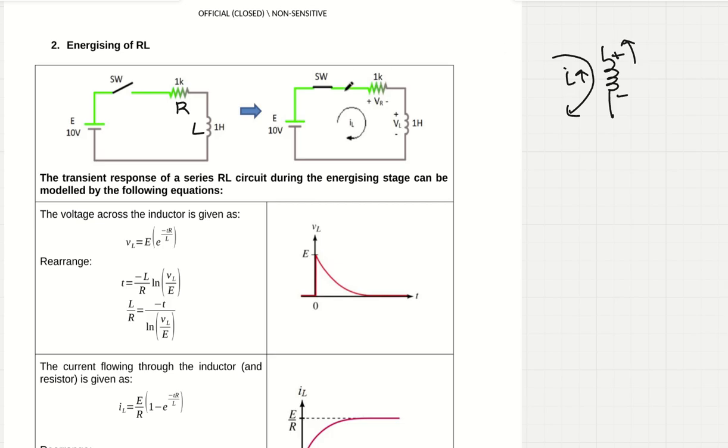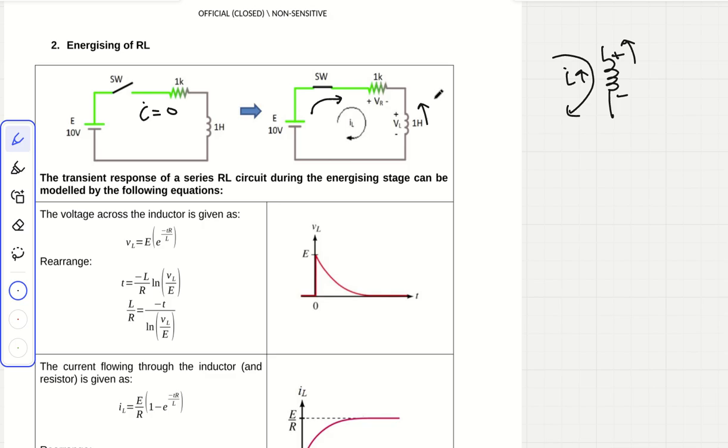Now let's look at the circuit. Initially the switch is off, therefore the current is 0. When we turn on the switch, the current will try to flow in this direction, and because it's trying to flow in this direction, the potential over here will be induced such that it's positive here and negative here, and it can oppose the current.